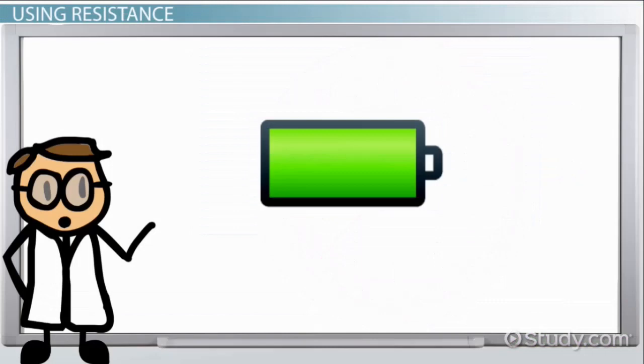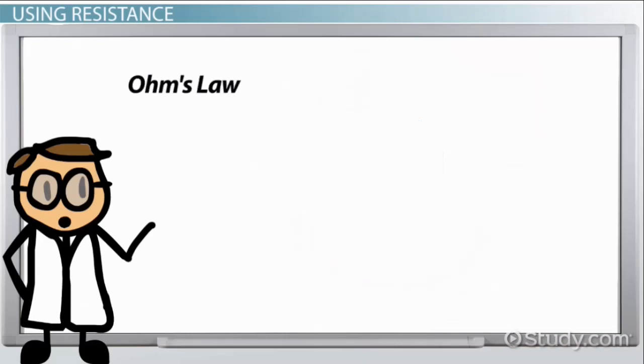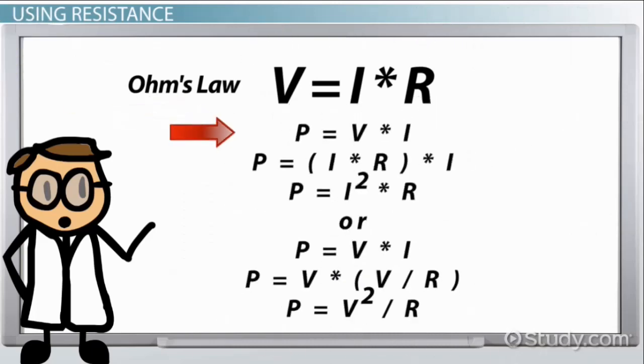Another way you can calculate power is by using the amount of resistance in a circuit. You can convert the power formula with voltage into the power formula with resistance by using Ohm's law, which tells you V is equal to I times R. Voltage equals current times resistance. P is equal to V times I. P is equal to I times R times I. P is equal to I squared times R. Or P is equal to V times I. P equals V times V divided by R. P is equal to V squared divided by R.